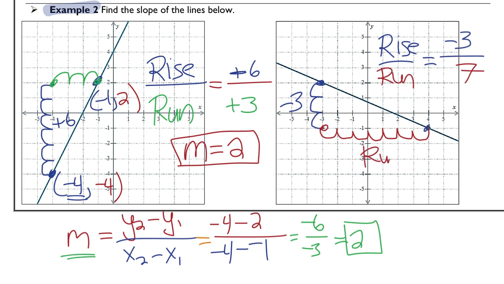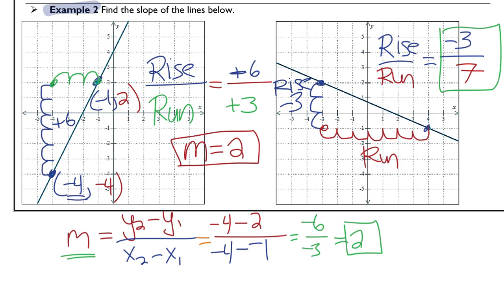Again, that's my run, and this is my rise. By the way, if you don't remember to put the negative in there, that's okay. If you remember that it's just going downwards, throw on a negative in front of the two numbers. So if you just count 1, 2, 3 and 1, 2, 3, 4, 5, 6, 7, do 3 over 7, but we know it's going down, so we just put a negative in front of it.